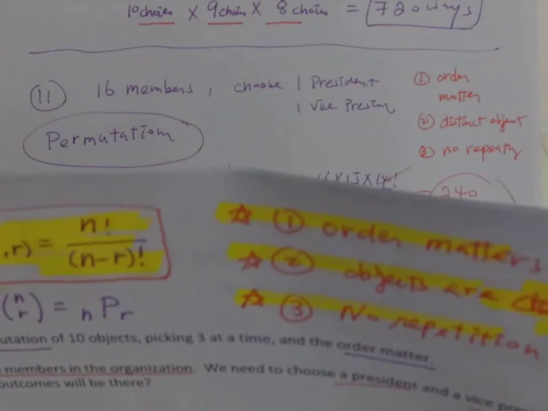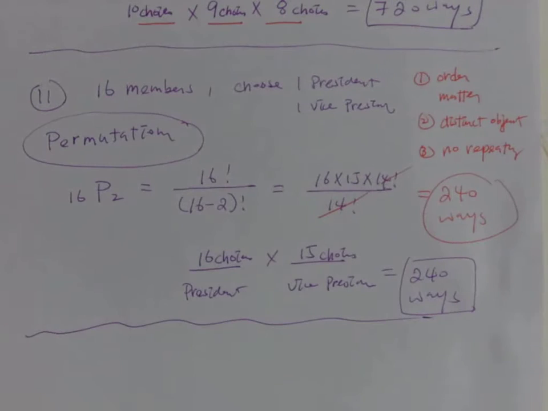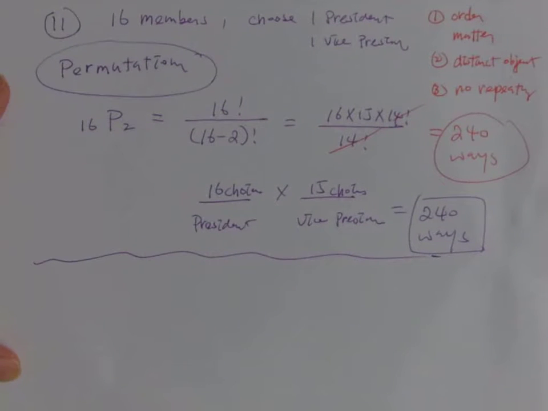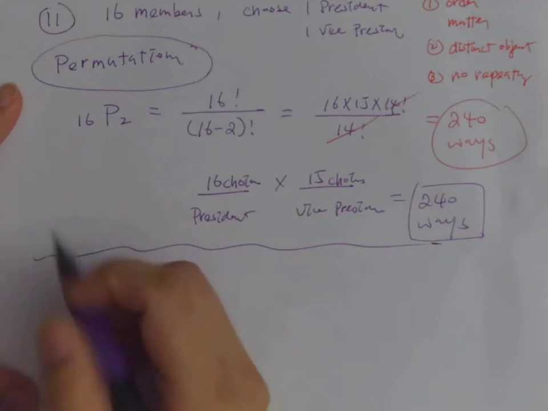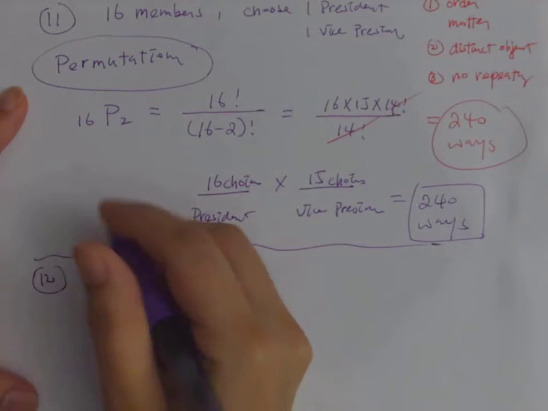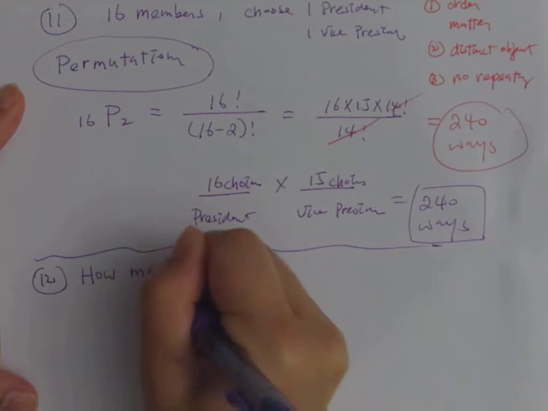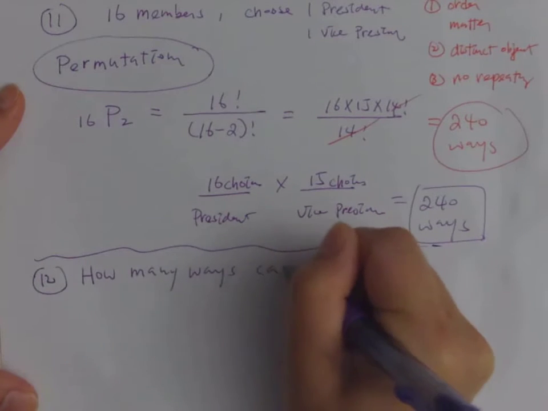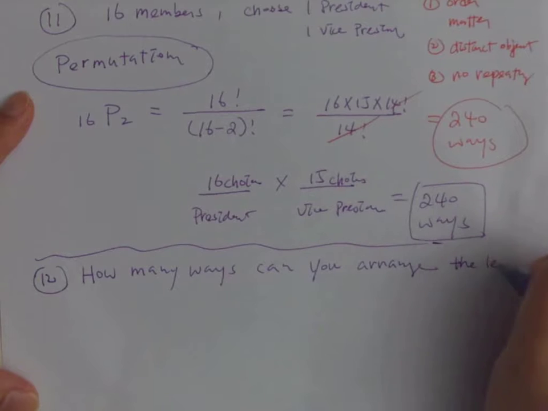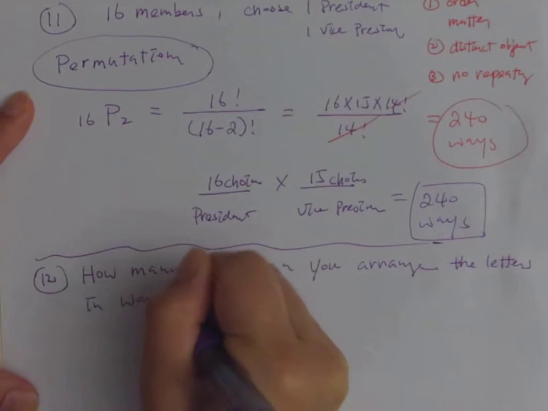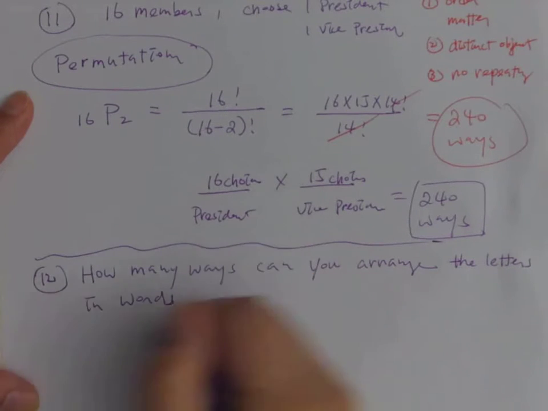Sorry. This one is number 12. How many ways can you arrange the letters in the word? The first one is guitar.